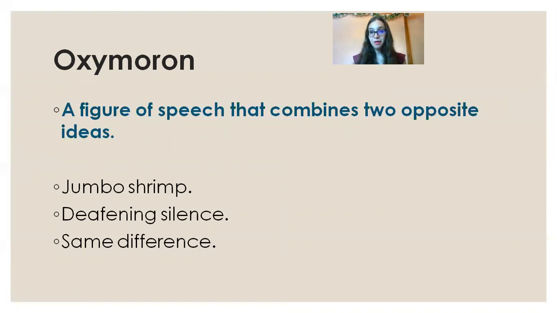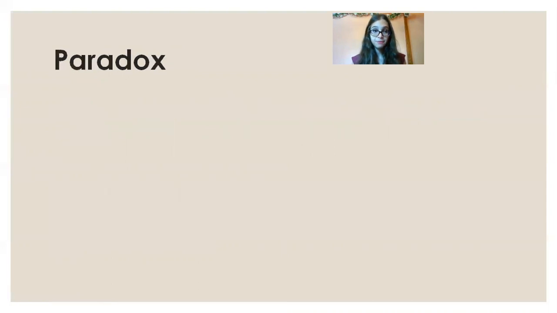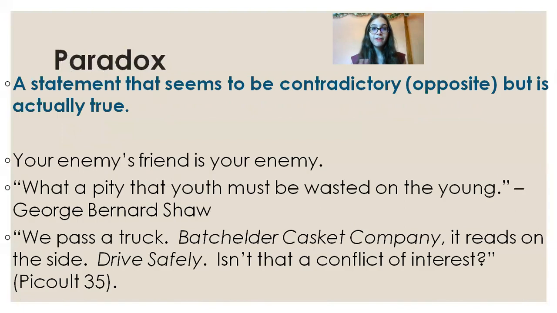Same difference, all of these are examples of oxymoron, so two opposite ideas combined, and it's usually on the word level, so these are words that are placed right next to each other and they're opposites. Like oxymorons, paradoxes also have to do with opposite ideas. So this is a statement that seems to be contradictory, opposite, but is actually true. So a paradox is a little bit more large scale than an oxymoron, and it doesn't always have to do with a word level issue.